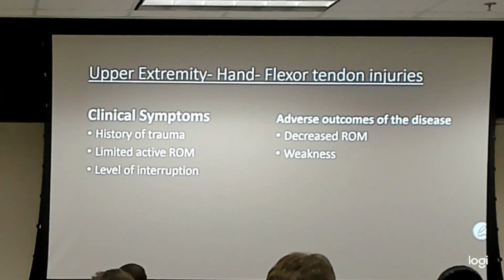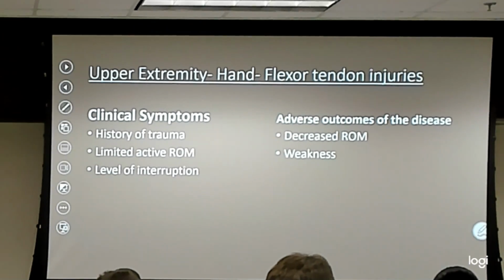Clinical symptoms: they should have some kind of history of trauma that fits the scenario, and they're going to have limited active range of motion. When we isolate and test both profundus and superficialis, we are going to find an inability to actively range. The level of interruption directly plays a part in what they can and cannot move. If we don't treat this, they're not going to have that range of motion in that part of their body, so we should do something about it. They may have weakness if we get a partial healing.